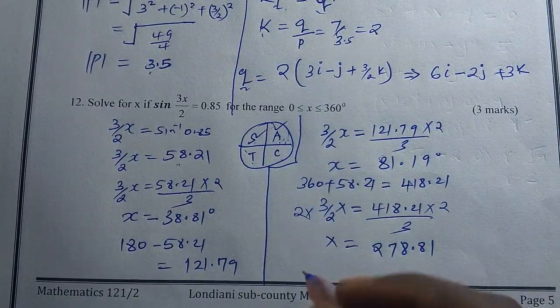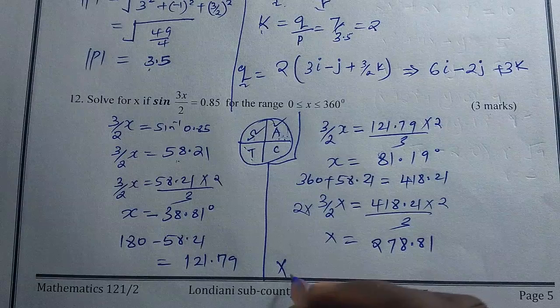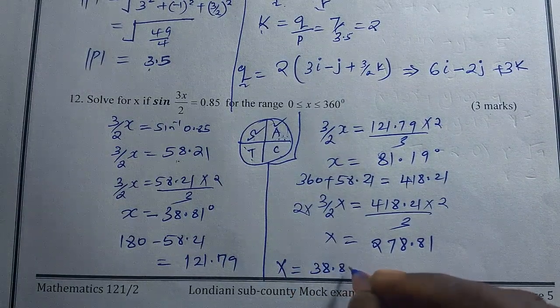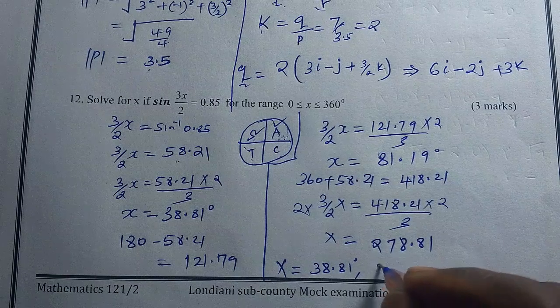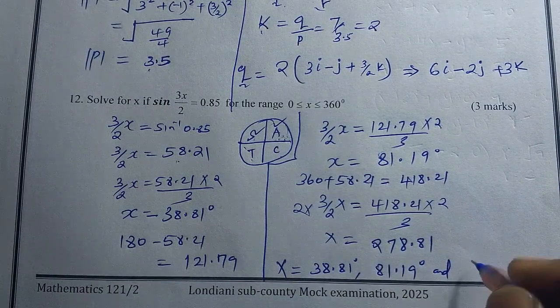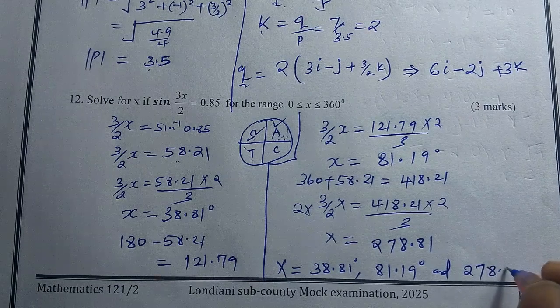Therefore, the values of x are equal to 38.81 degrees, 81.19 degrees and 278.81 degrees.